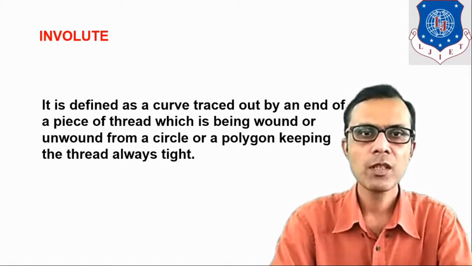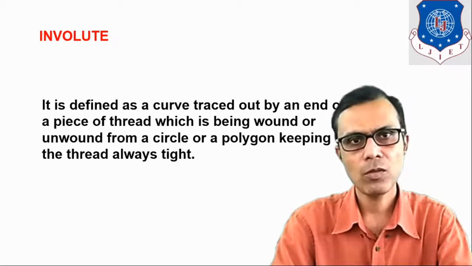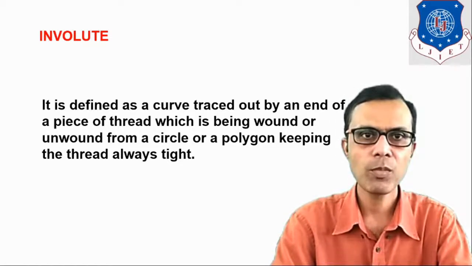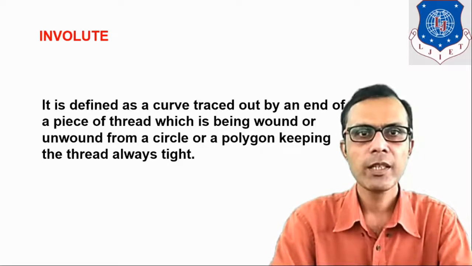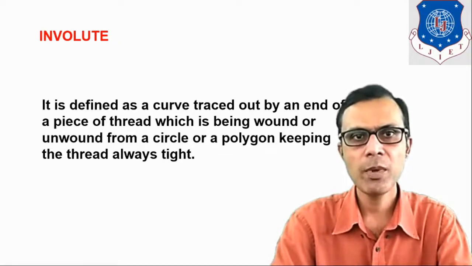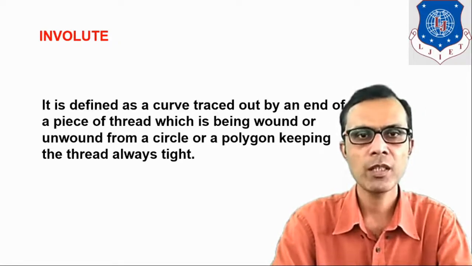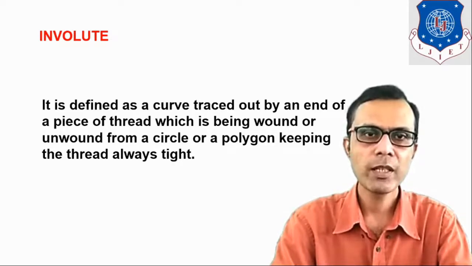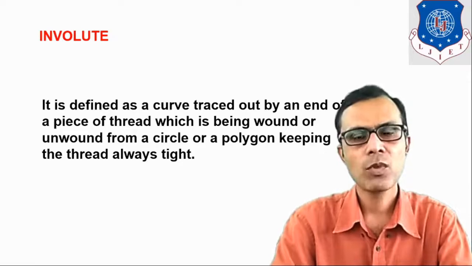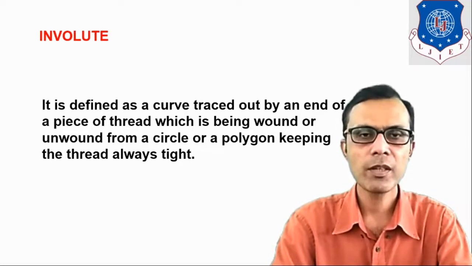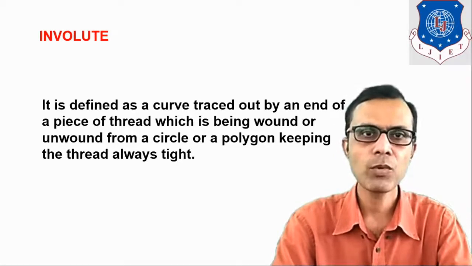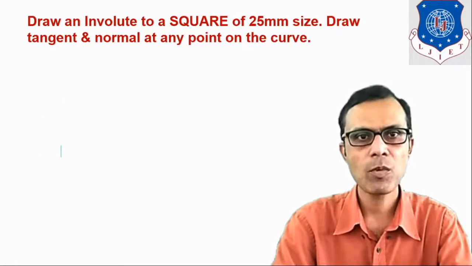So what happens when any string or thread is wound or unwound from a circle or a polygon? Progressively its length is increased or decreased. If it is being wound on a circle or polygon, then progressively its length will be decreased. And if it is unwound from a circle or a polygon, progressively its length will be increasing. So let us now see the procedure to draw this type of curve.